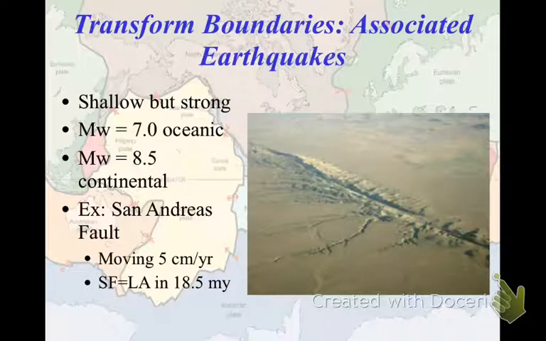And what's kind of interesting is this is actually, in terms of plate movement, fairly fast. On the San Andreas Fault, the west side is moving northward at a rate of about 5 centimeters per year. What this means is if you look at the cities San Francisco and LA, they're on either side of the fault. San Francisco is stationary and LA is moving slightly northward. And in about 18.5 million years, they'll be in the same spot, which is kind of a cool factoid.